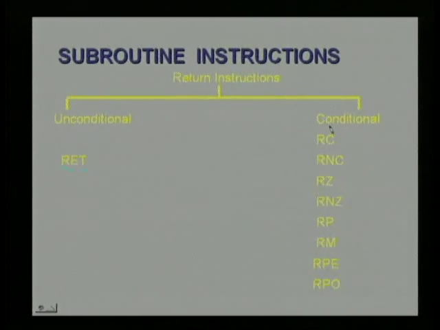Next, conditional return instructions. Here you can see RC stands for return on carry, next RNC return on no carry, next RZ return on zero, return on no zero, return on plus, return on minus, return on parity even and return on parity odd. These conditional return instructions can be used in the subroutine, but the last instruction of the subroutine must be an unconditional return instruction.